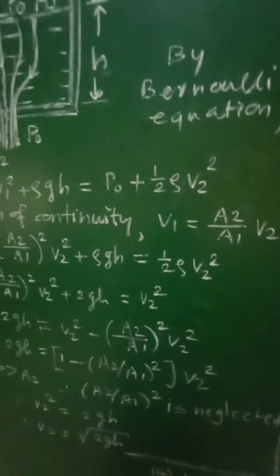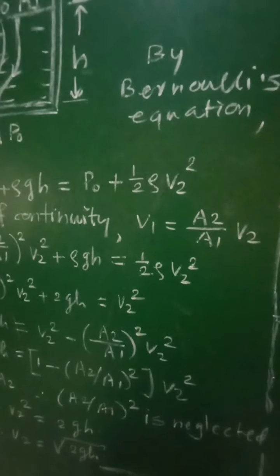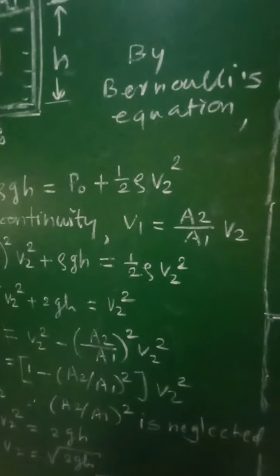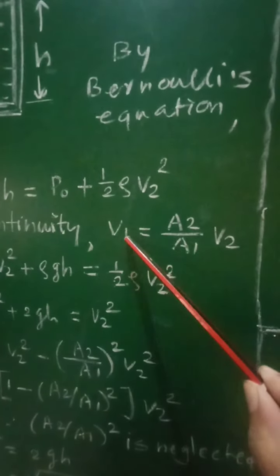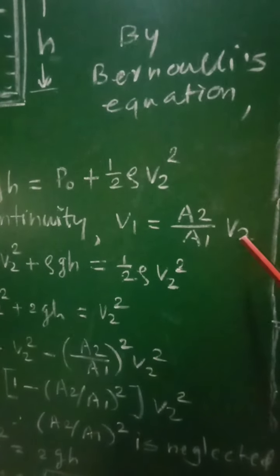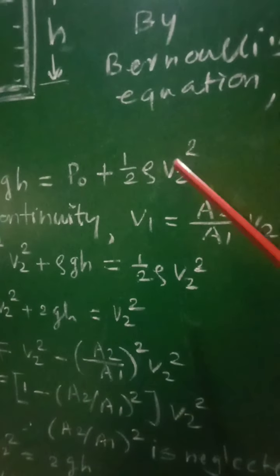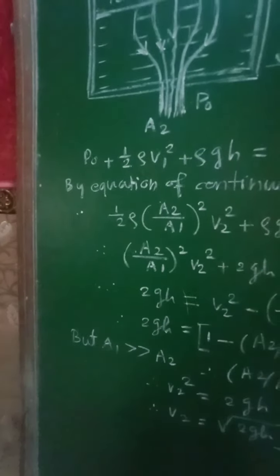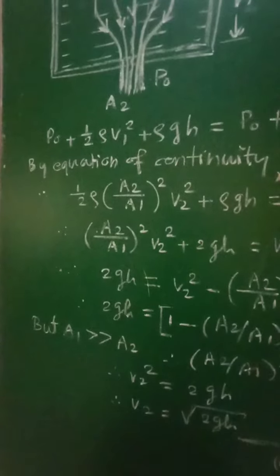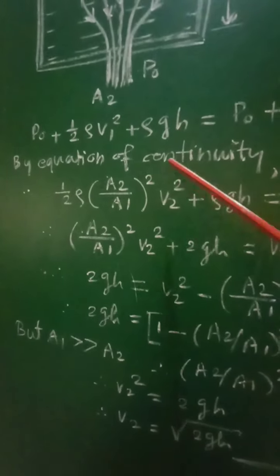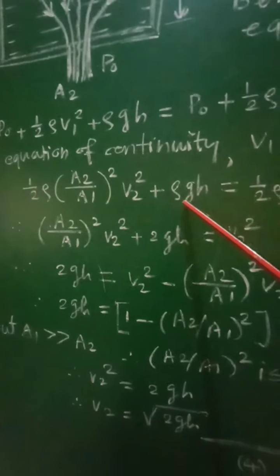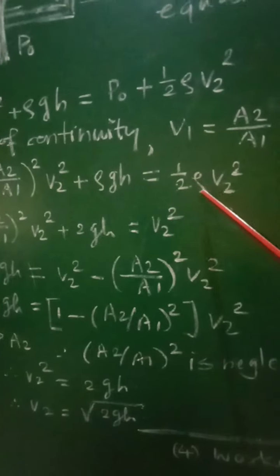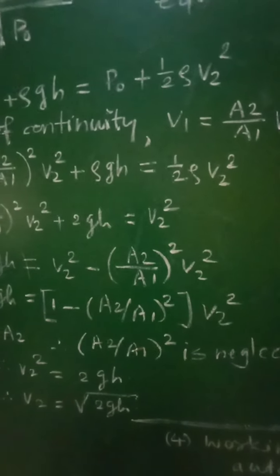And therefore, by the equation of continuity, we know that A1 Phi1 equal to A2 Phi2, and therefore from this equation Phi1 will be equal to A2 by A1 into V2. Therefore in the above equation this Phi1 will be replaced by A2 by A1 into V2, and therefore we can write half rho into (A2 by A1) square into V2 square plus rho gh equal to half rho Phi2 square.